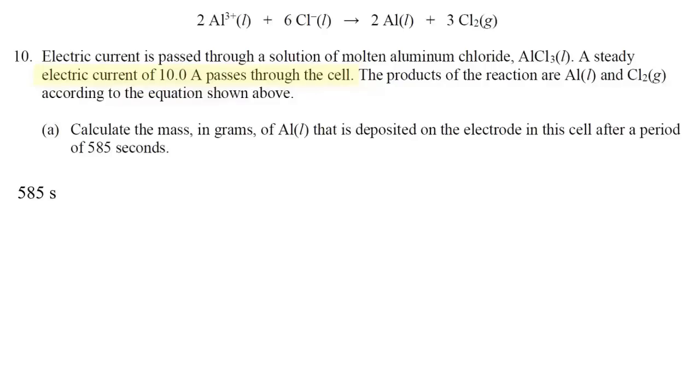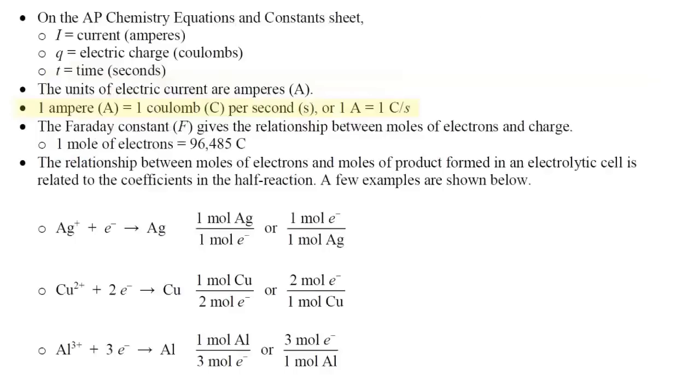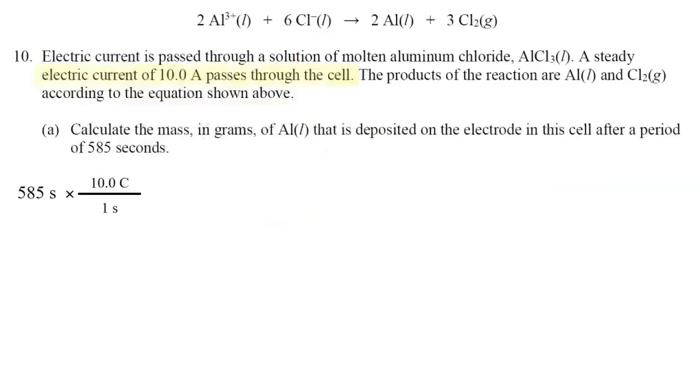So, based on the definition of the unit of amp, since 1 amp is equal to 1 coulomb per second, I can set up a conversion factor that allows me to convert from seconds to coulombs. So 10 amps would be 10 coulombs per second. And if I did this math, the seconds would cancel out. Now, I'd like to go from coulombs to something else. Eventually, I'd like to get mass in grams of aluminum.